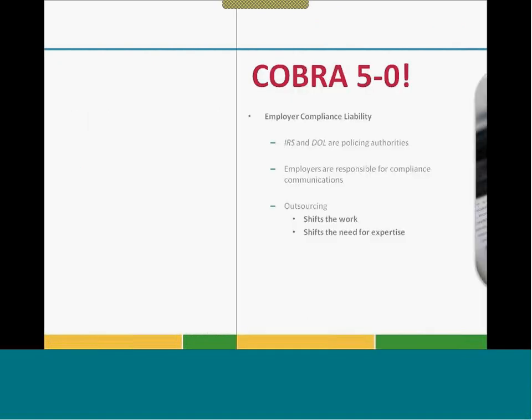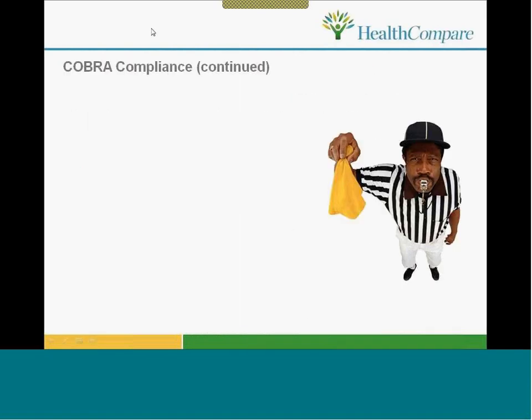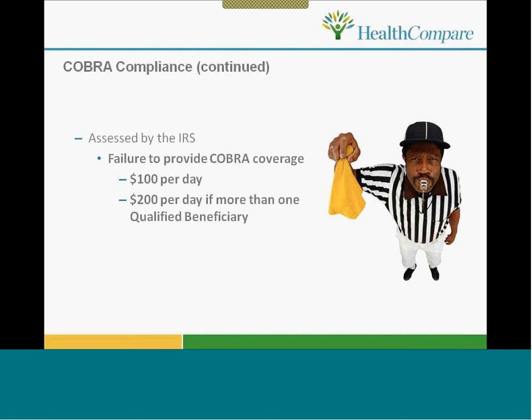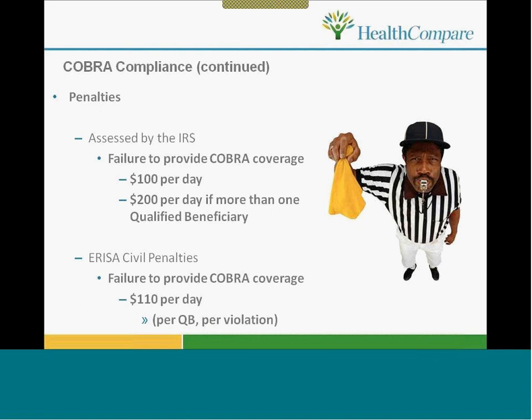Now, should the government decide to throw a flag on the play when it comes to COBRA violations, that's my little referee here with his penalty flag. These are as follows. For COBRA penalties, it's $100 per day for failing to provide COBRA coverage to any individual, and $200 per day if more than one qualified beneficiary is involved. In addition to COBRA penalties, there could be ERISA penalties from the Employee Retirement Income Security Act of 1974. That's the granddaddy of all group welfare insurance policies. And so if ERISA penalties are applied, up to $110 per day per violation per qualified beneficiary.